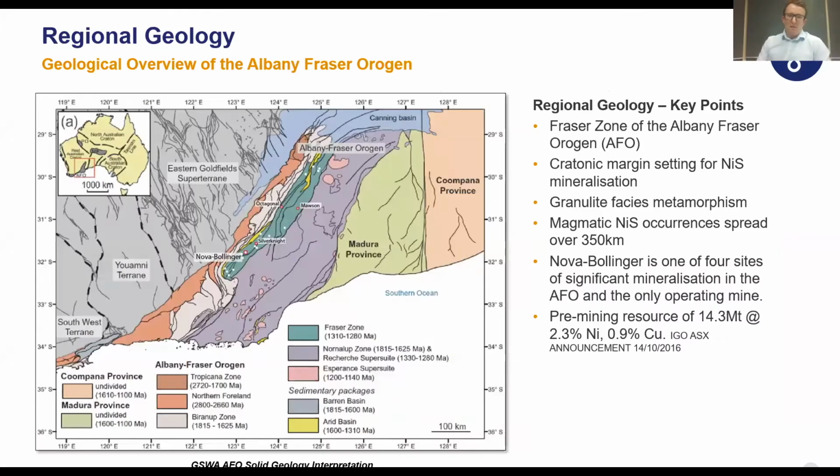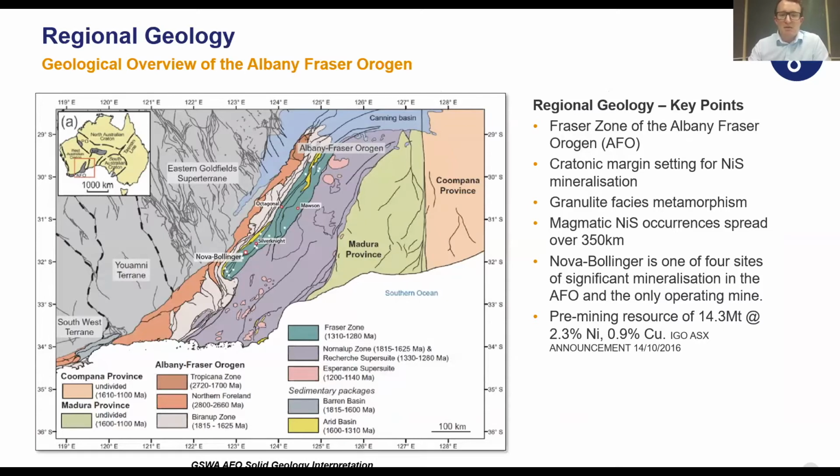So starting off, regional geology and what's, I guess, important for this discussion. Nova-Bollinger is located in the southeastern part of the state of Western Australia. It's about 700 kilometres east of Perth. And geologically, it's hosted in the Fraser zone of the Albany Fraser Orogen.